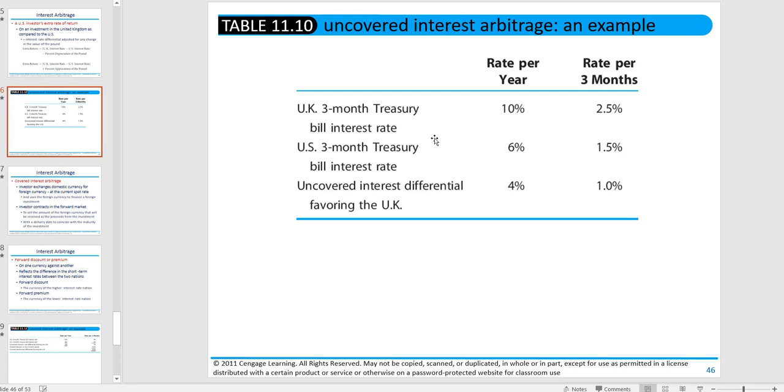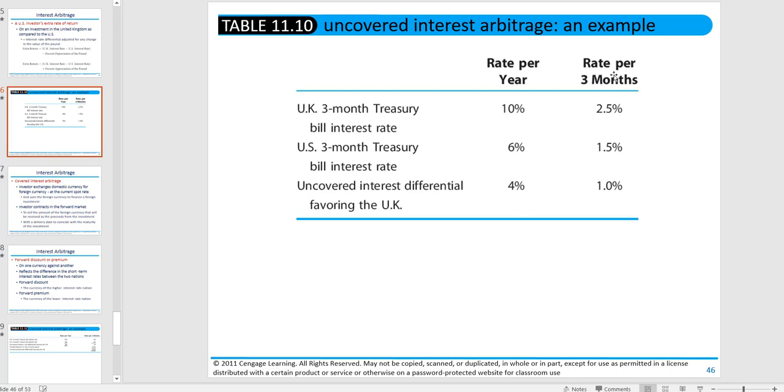A case where you'll be tempted to invest in the UK due to the interest rate differential. So if you're to invest a full year, the UK 3-month Treasury bill would give you 10%. This means you'll be renewing that Treasury bill every quarter, whereas the US Treasury bill for the same maturity will yield just 6%. So investing a full year would give a 4% profit of investing in the UK Treasury instead of the US Treasury, uncovered because we're not taking into account the fluctuations in the exchange rate.